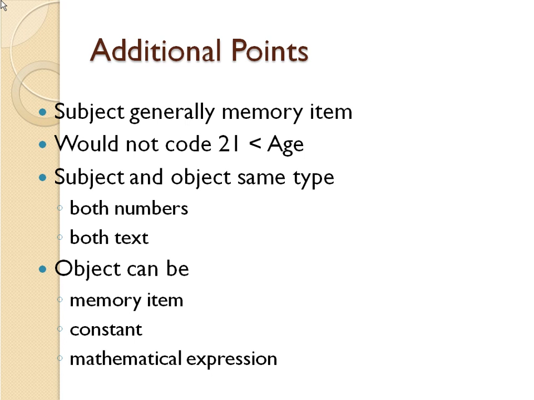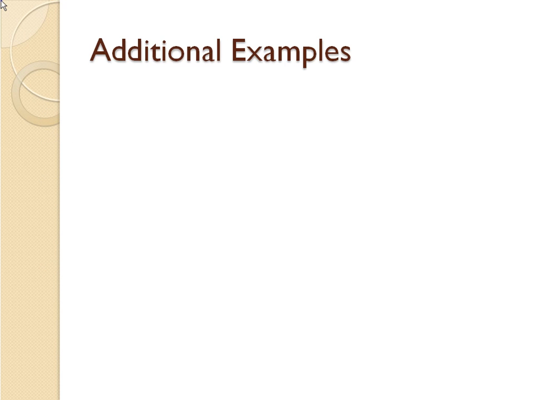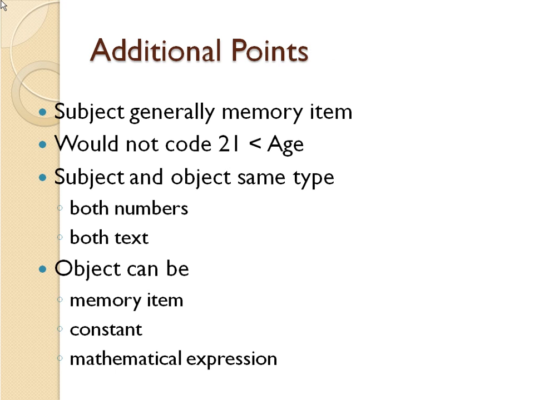Now, the object can be a memory item, just like the subject. It can be a constant, the 21, age greater than or equal to 21. That's an example of a constant. Or it can be a mathematical expression. We will see examples of these in the next video. And in truth, the subject can also be a mathematical expression. I could say legal age minus 1. That would be a mathematical expression. In the next video, we will see some additional examples, so come back and see us then.